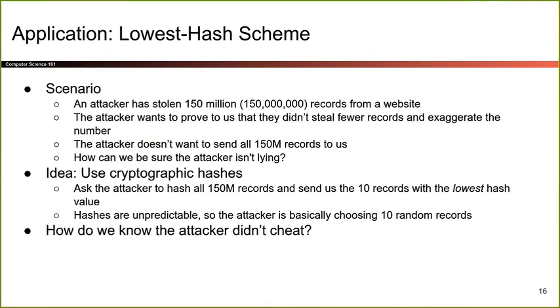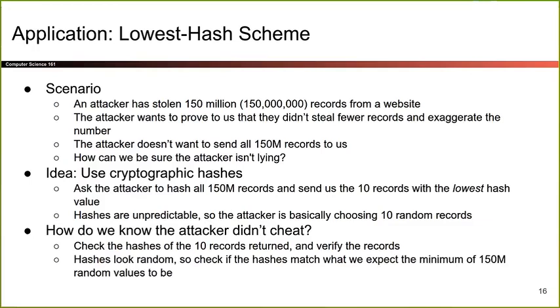So that's what the attacker is going to send to us. They're going to send us the 10 records and the 10 hashes that have the lowest value. Now, how do we know the attacker wasn't BSing and that they only had 15 million or 10 million? So what we can do is check the hashes, first of all, and verify that they did send us the correct records. So we hash the record, and make sure that it matches the hash that they sent.